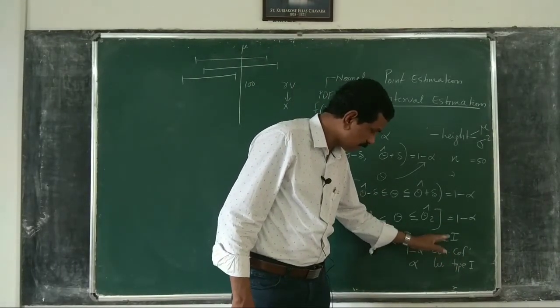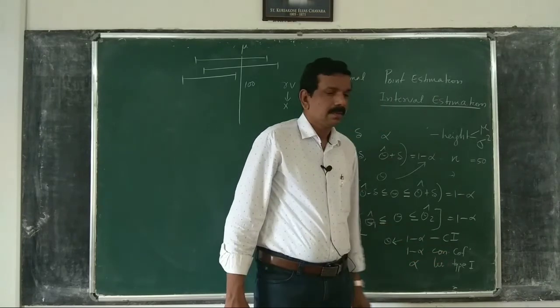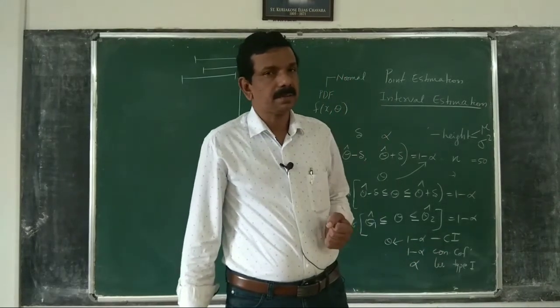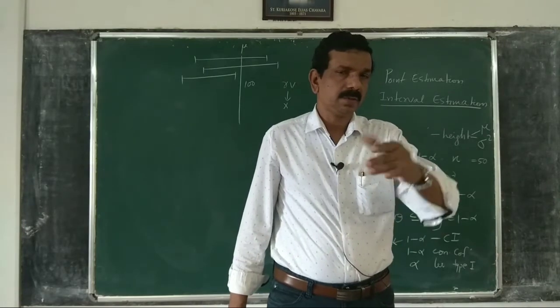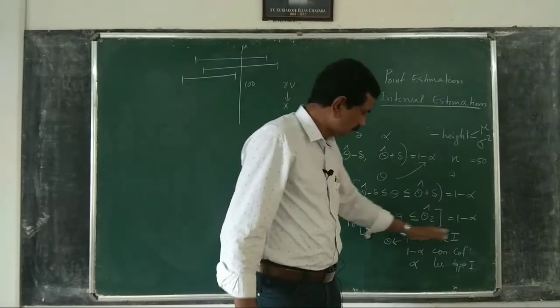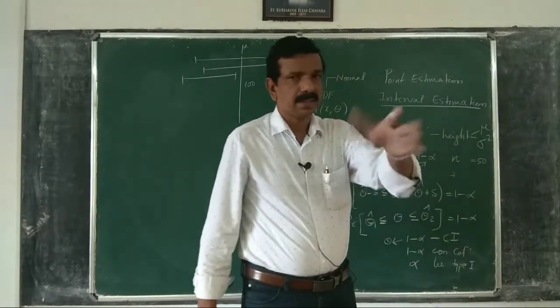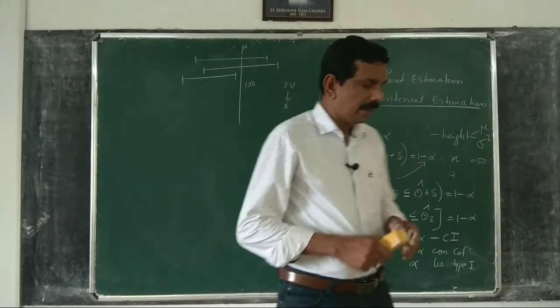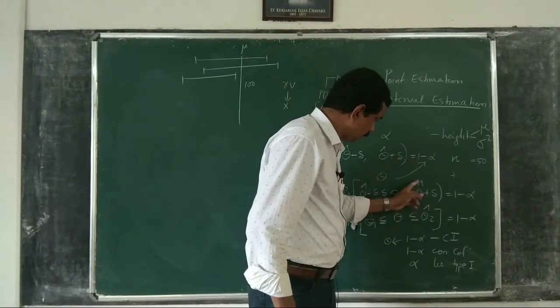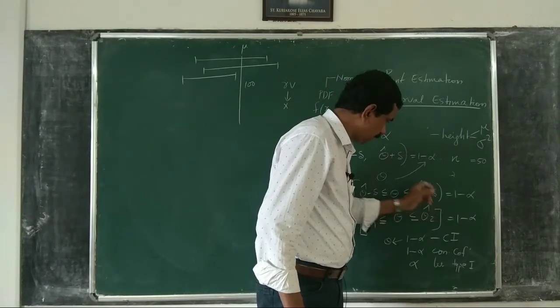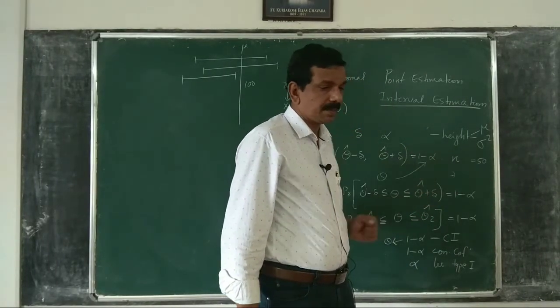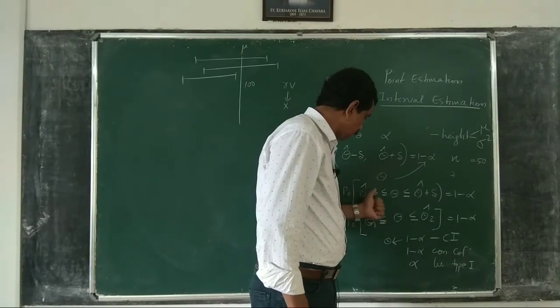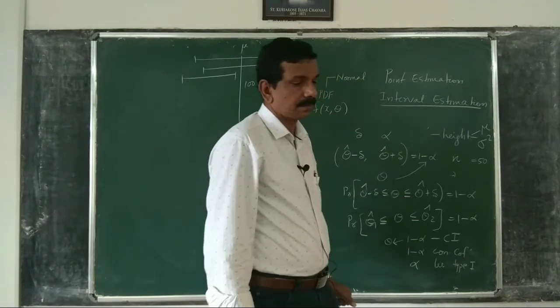These concepts will be discussed later when we study hypothesis testing in detail. So even if you have doubts about these concepts, just ignore that. We will consider this in detail later. And theta hat plus delta is the upper confidence limit. This is the lower confidence limit.